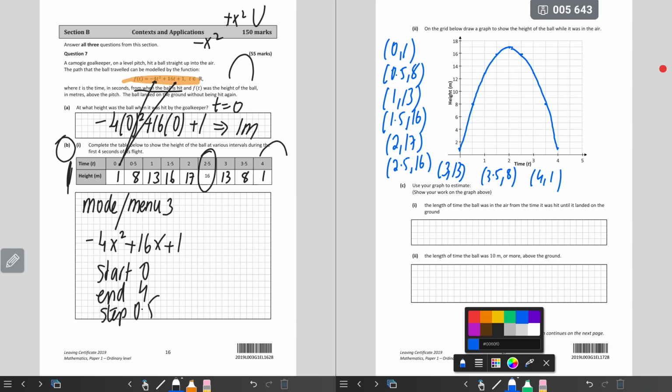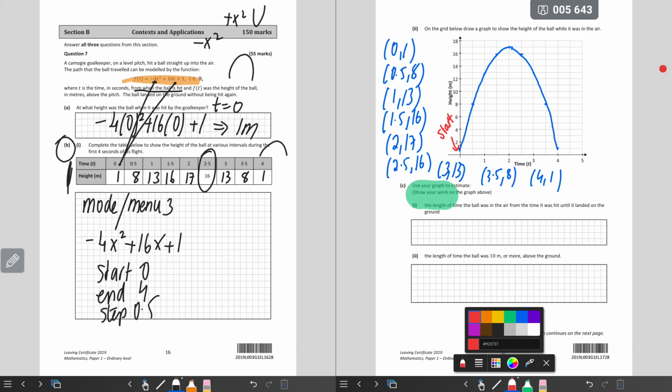So the next one. Use your graph to estimate. You should show your work on the graph, so we need lines. The length of time the ball was in the air from the time it was hit. The time it was hit was at the very start. There's your start there, at t equal to 0. So the initial time, if you ever see the initial, sub in 0.